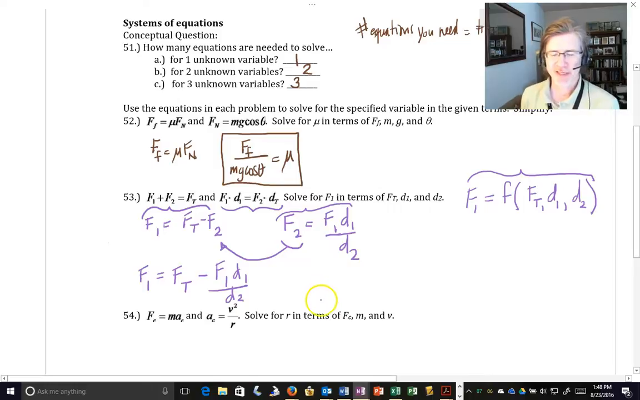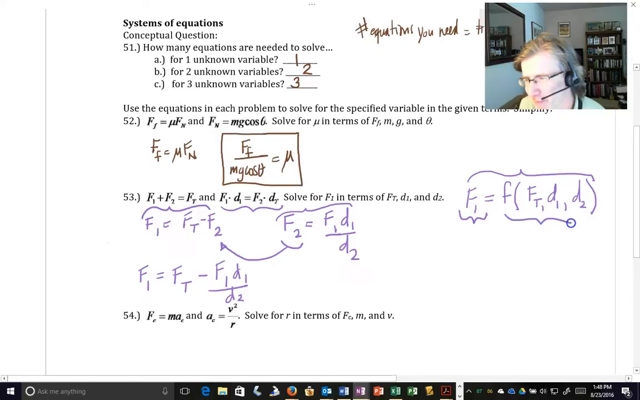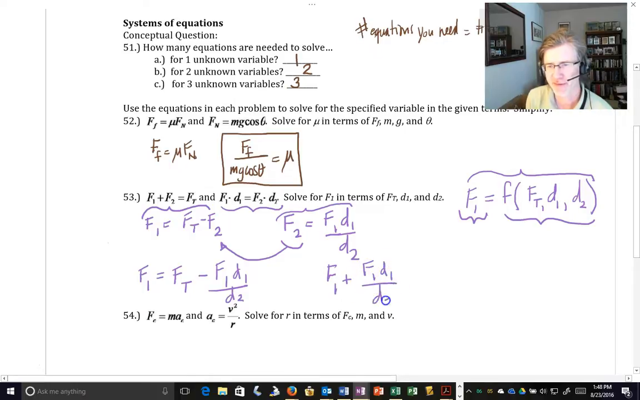Then you see that you've got an F1 in a couple of places. In order to solve, your equation needs to have only F1 on one side, and on the other side some combination of Ft, D1, and D2. So how about this? Let's add this term to both sides. So I have F1 plus F1 D1 all over D2 equals Ft.